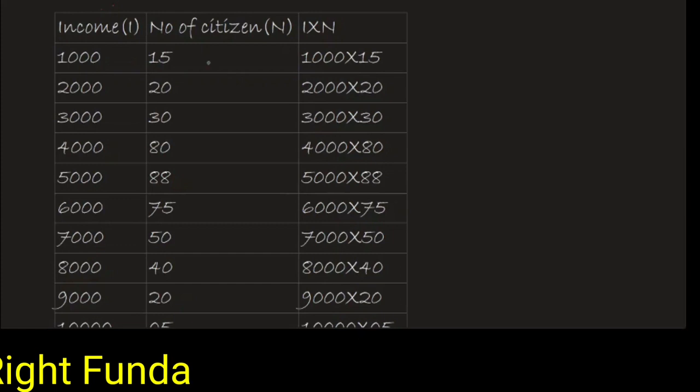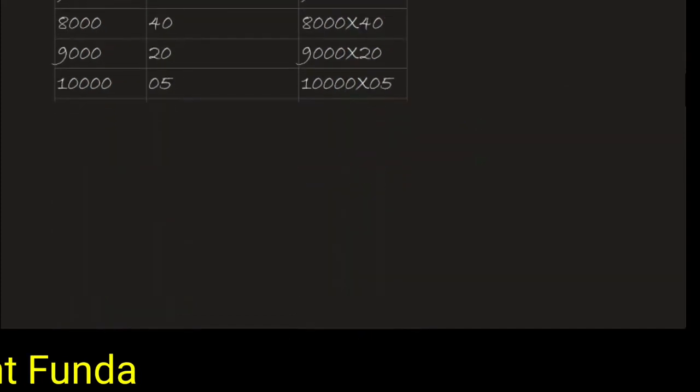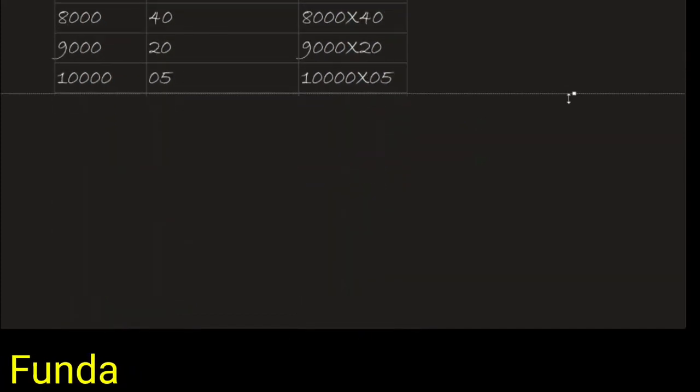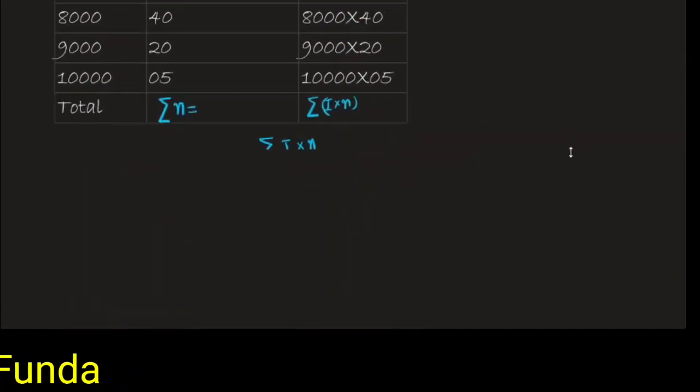Then what do you do? We multiply this by this. So this column we multiply by 2,000 into 20, 3,000 into 30, we multiply like this. And after that, when you do the averaging, we add all these things total.